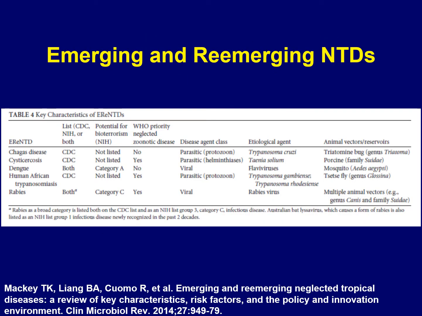There are some neglected tropical diseases that are emerging and reemerging, and Chagas disease and cysticercosis are examples of this. We'll talk about each of these diseases separately and specifically talk about their epidemiology and understand why they're emerging and reemerging. Chagas disease and cysticercosis are both parasitic infectious diseases. Chagas is a protozoal parasite. Cysticercosis is a helminth, or a type of tapeworm, and we'll talk about these more in a little bit.